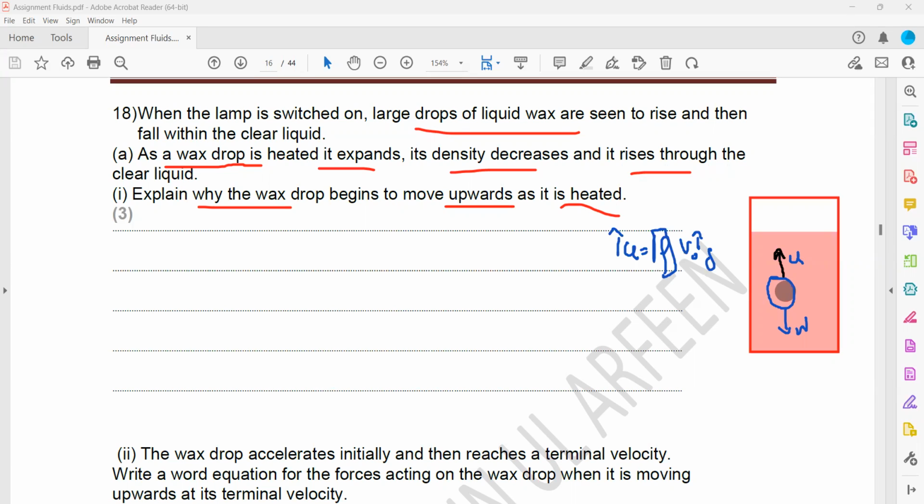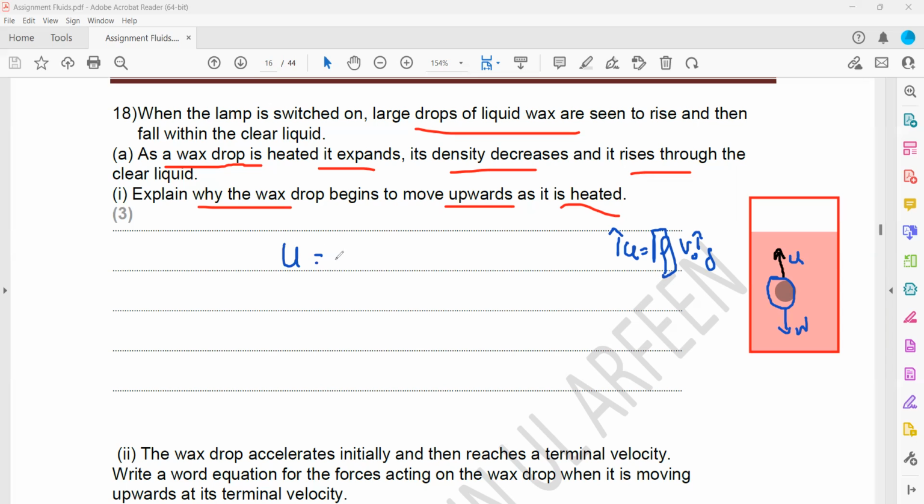For the marking points you will mention that as the wax drop expands, its volume increases and upthrust depends on the volume of the object. So the upthrust also increases, or upthrust is more than the weight plus the drag. So this will accelerate it upward. Is this idea clear?